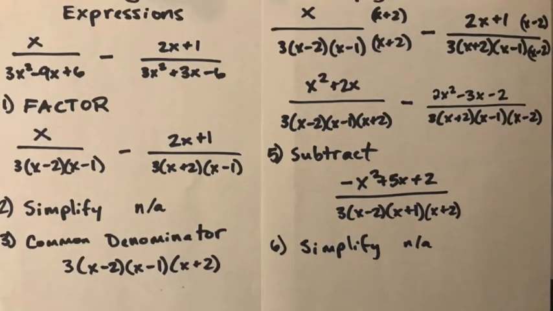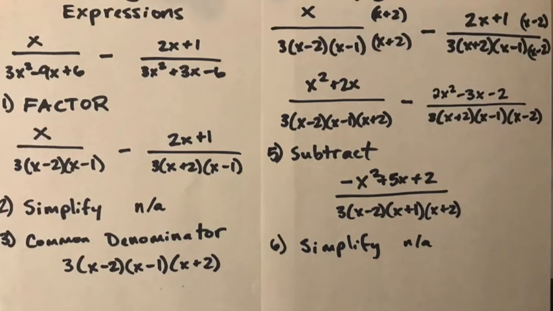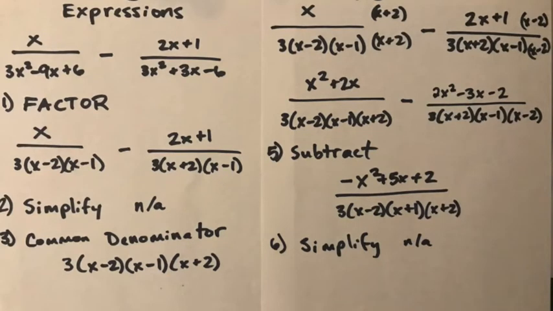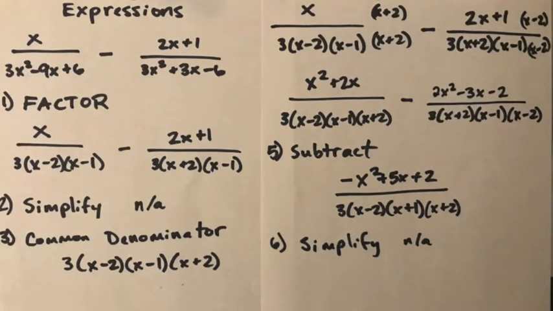Again, the sixth step here is simplify. I cannot factor that numerator. The only thing I technically could do is factor out a negative 1, which you could. I wouldn't mark it wrong if you did, but then that would be our final answer.